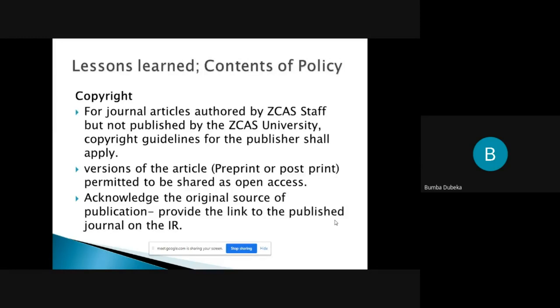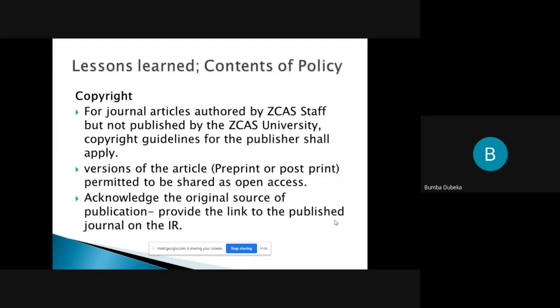Another lesson we learned while implementing our repository: for journal articles authored by ZCAS staff but not published by ZCAS University, copyright guidelines for the publisher shall apply. Our experience has been that we have a lot of articles authored by our faculty, but these articles are actually not published by ZCAS University. They are published by other journals out there. And so our beginning point was, we were just uploading those without actually understanding or reading through the copyright guidelines for the original publishers, who are the journals where the faculty would publish.